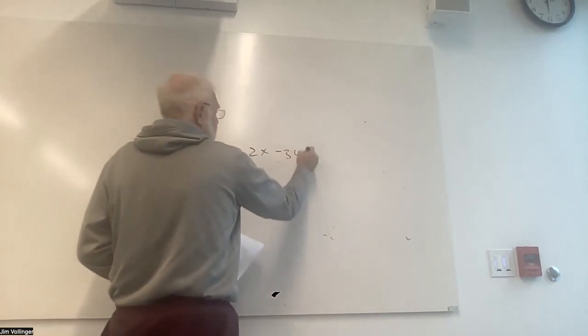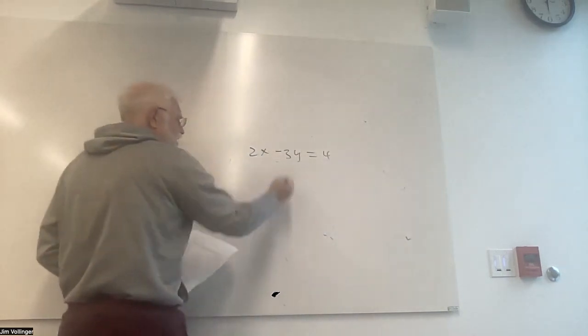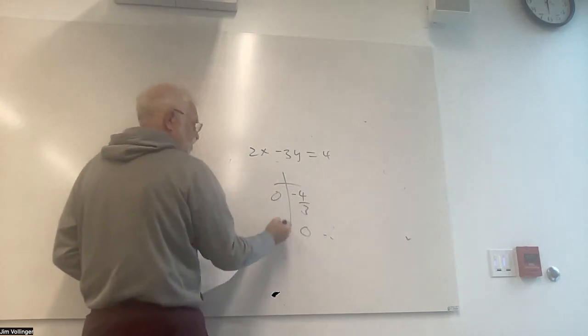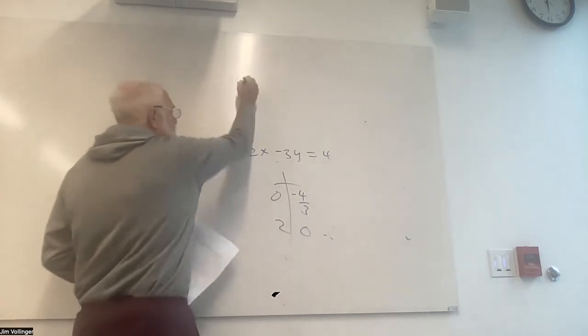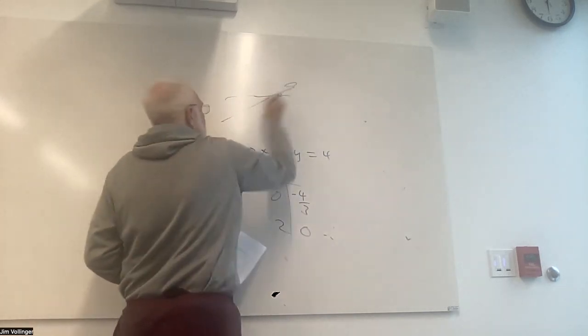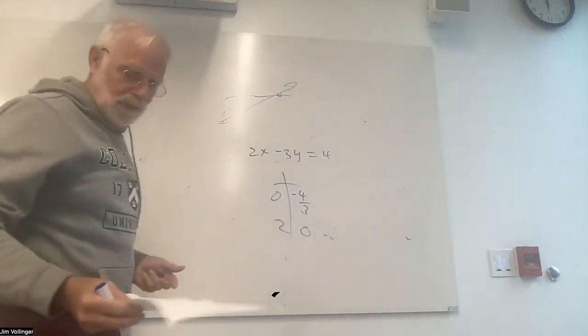2x minus 3y equals 4. We already did one of those, I think, right? So 0 gets you negative 4/3, 0 gets you 2. Plot those 2 points, negative 4/3, 2, zeros a little further out. You've got yourself your line without too much trouble.